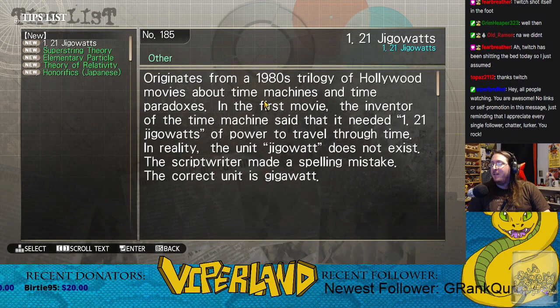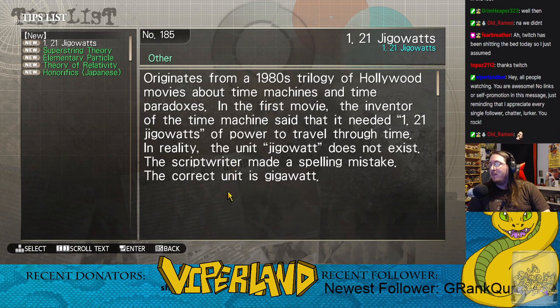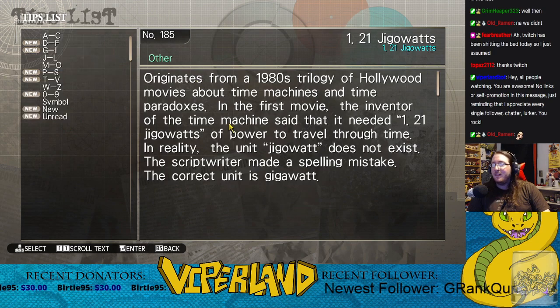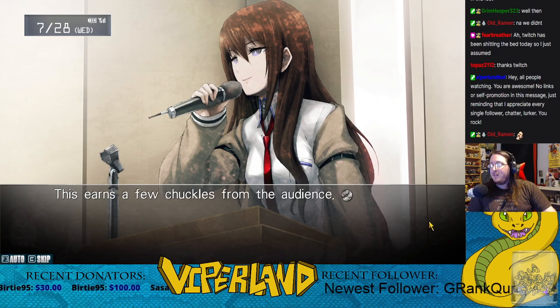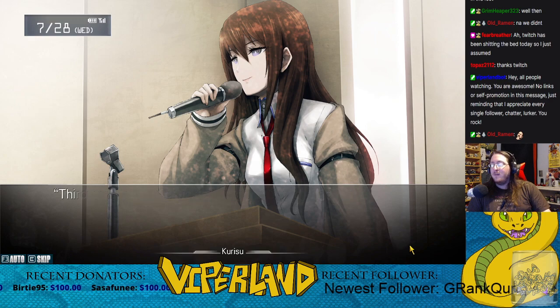Originates from a 1980s trilogy of Hollywood movies about time machines and time paradoxes. In the first movie, the inventor of the time machine said that it needed 1.21 gigawatts of power to travel through time. In reality, the unit gigawatt does not exist. The scriptwriter made a spelling mistake. The correct unit is gigawatts. There you go. This earns a few chuckles from the audience.